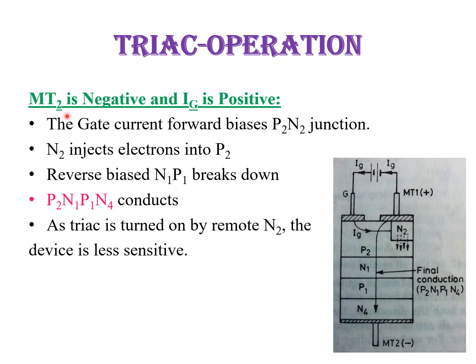And the third mode is when MT2 is negative and IG is positive. So during this mode, the junctions P2N1 and P1N4 are forward biased, whereas N1P1 is reverse biased. The positive gate is applied and N2 injects electrons to P2, and finally the reverse biased N1P1 breaks down, and finally it conducts through P2N1, P1N4.